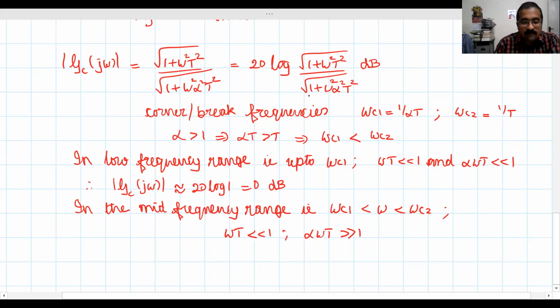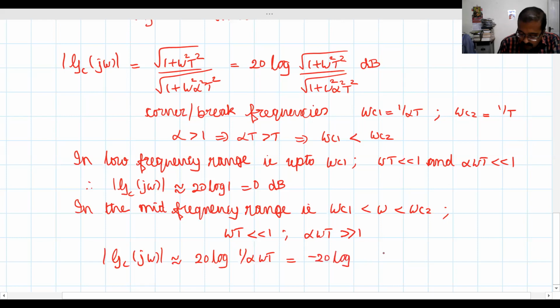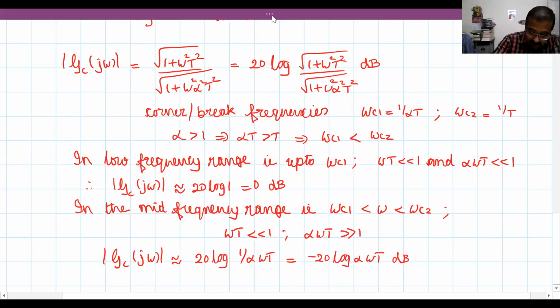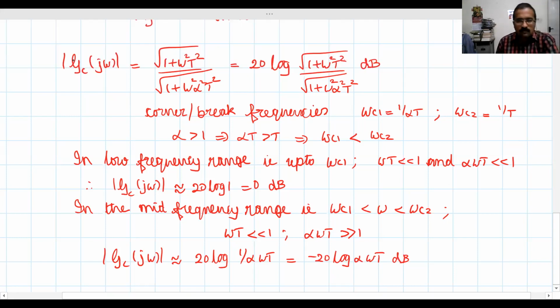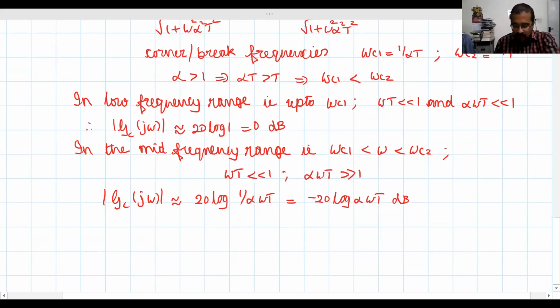So that means 1 can be neglected. So our magnitude will be approximately equal to 20 log 1 by alpha omega t, or minus 20 log alpha omega t decibels. Now, what does this represent? This represents a straight line. How come? A straight line with a slope of minus 20 dB per decade.